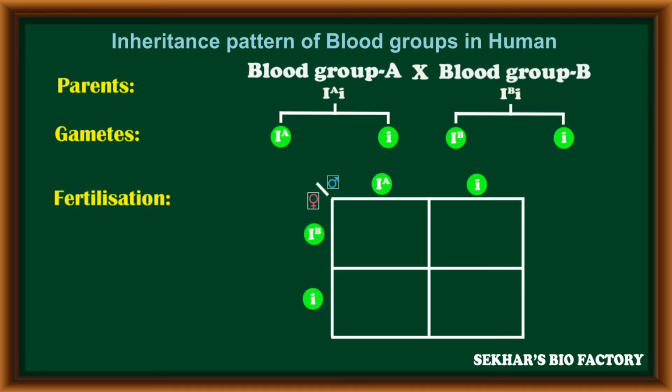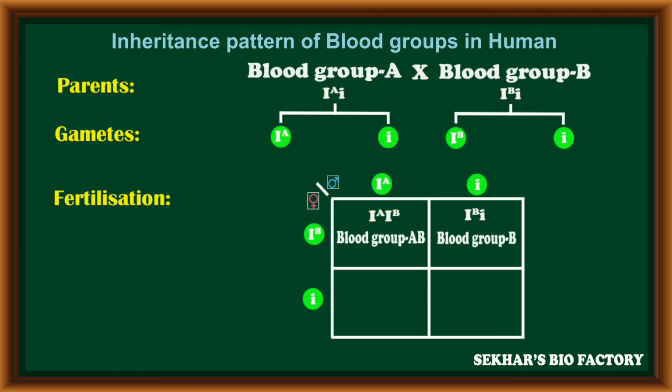After fertilization, we can observe different combinations. The first combination is capital IA, capital IB alleles. Because of capital IA and capital IB, both alleles are expressed in the progeny. Due to this codominance, the AB blood group will be expressed. So only the AB blood group is an example of codominance.